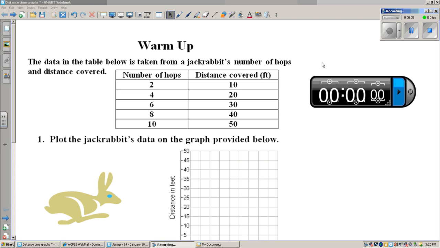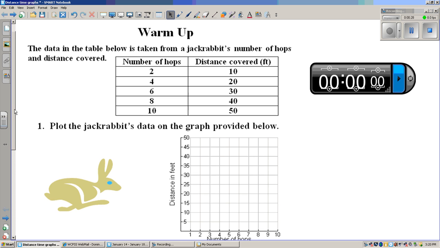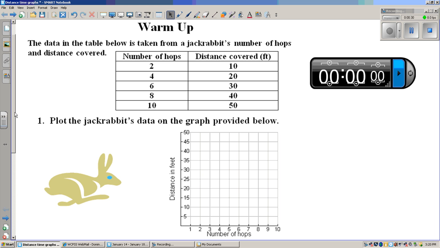As promised, here are the video notes that will correspond with the packet that I handed out in class today. So please have that in front of you. All right, let's start off by doing this warm-up activity on the first page about the jackrabbit and the number of hops and distance covered. If you could just look through this and do questions 1 through 6 on your own.